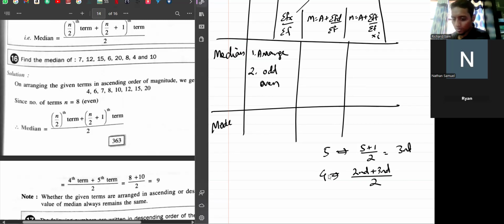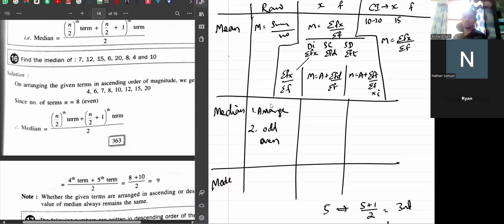Okay. So remember, if there are 4 terms, find half of 4. That's 2. So it's the second and the next one, that's the third. What if there are 24 values? How do you find the median? Half of 24 is 12. So the 12th value plus the 13th value, divided by 2. Okay. All right. So that is the median for raw data.